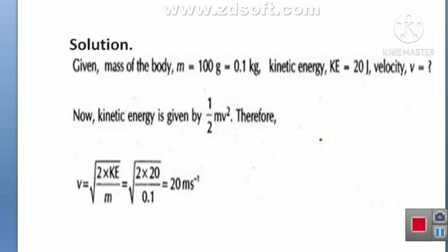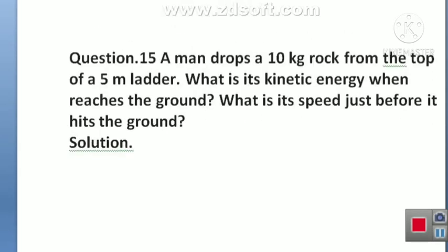In this example, they have given the mass of the body as 100 gram. So we have to change it into kg. The answer is 20 meter per second.